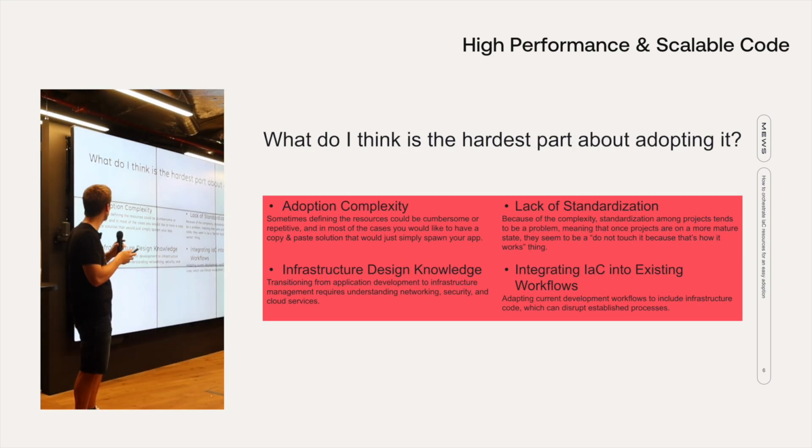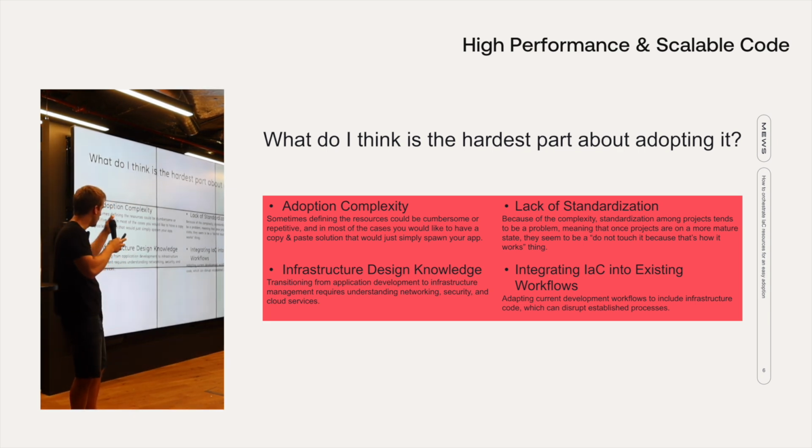So the thing is, which are the hardest parts of adopting it? First of all is the complexity. Whenever you are trying to define something, it's not as copy and paste. You can go to each of the IaC tool providers. For example, if you go to Terraform, you can go to each of the templates, try to copy that out, and it's going to run, but it's not that straightforward. You need to apply a lot of things, and it's not that easy.